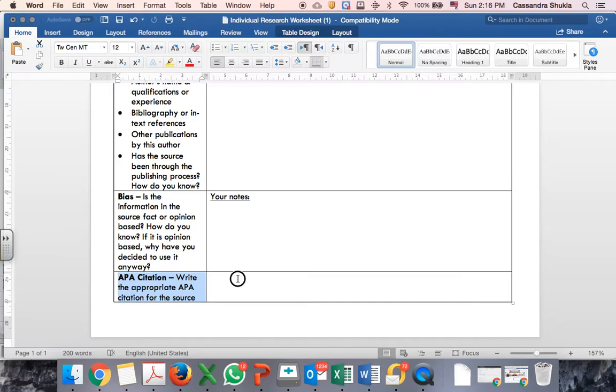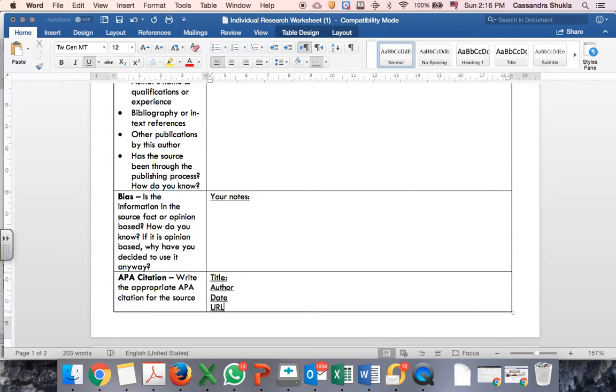If you want, and this would be really good, go ahead at the end, enter in the title of your source, the author, the date, the URL, and any other important information. This is going to make it really easy when you go to do your citation.